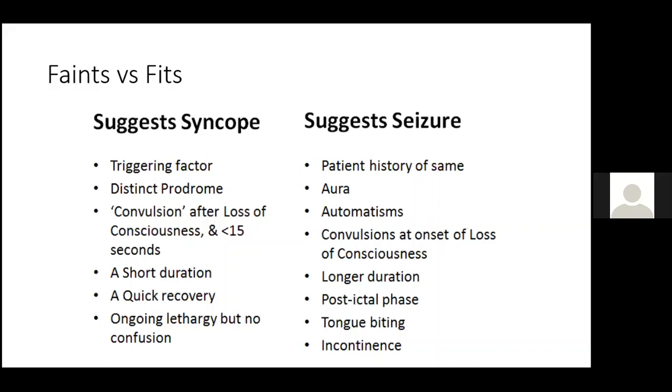faint or syncope. So again, things that might suggest syncope would be if there was a triggering factor, so a sight of blood or anything, if there was a distinct prodrome, so they felt a bit nauseous, dizzy before the event. Again, if there was loss of consciousness, that can suggest seizure versus faint. A shorter duration, quicker recovery, and then ongoing lethargy but no confusion, that could suggest syncope.